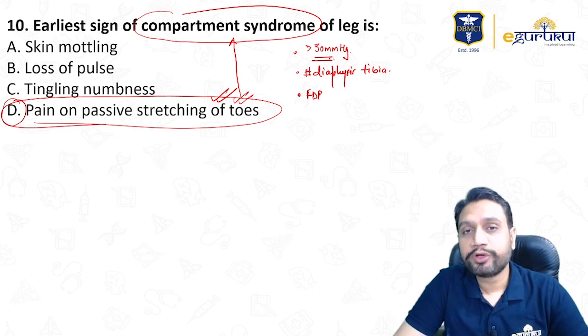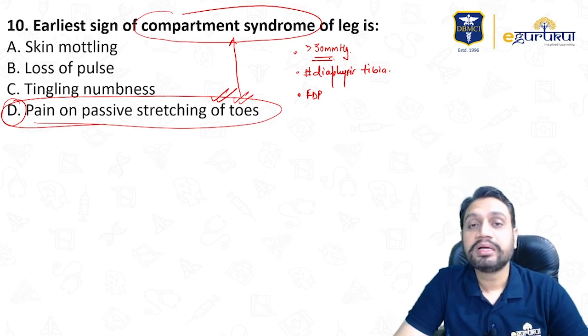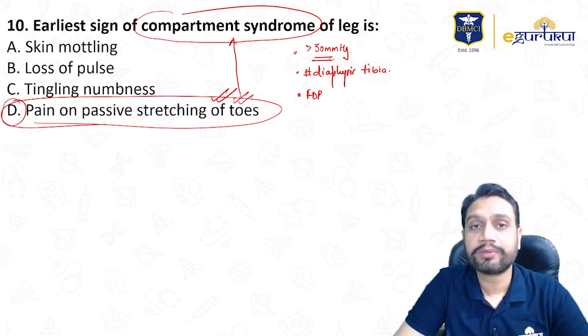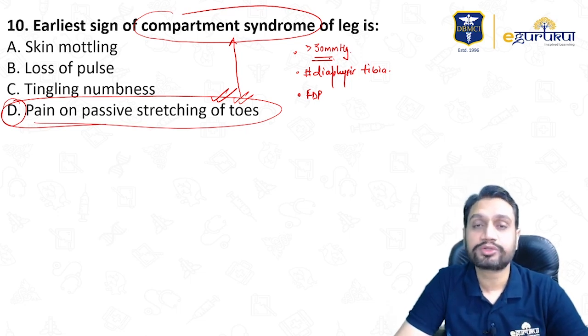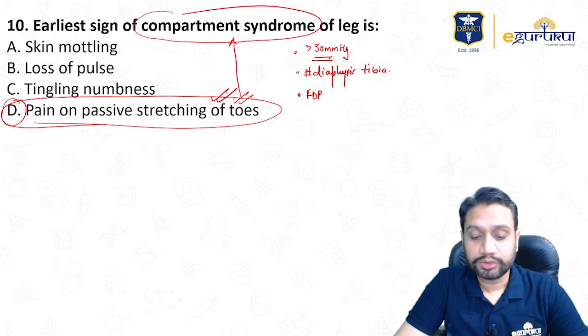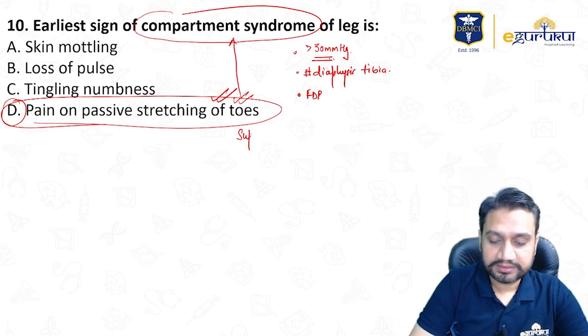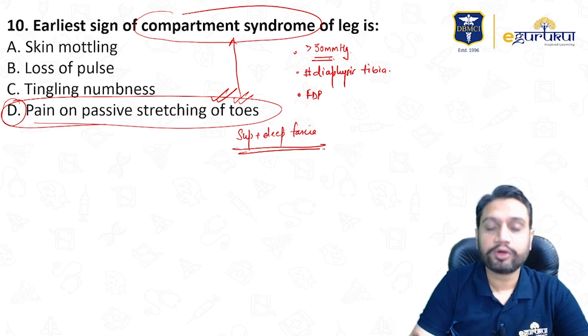Whenever you are treating a case of compartment syndrome, please remember that as part of treatment we have to go for fasciotomy. It involves cutting the fascia, both the superficial as well as the deep fascia. You have to incise both fasciae to relieve the pressure. So superficial plus deep fascia has to be incised. Do remember these important topics.